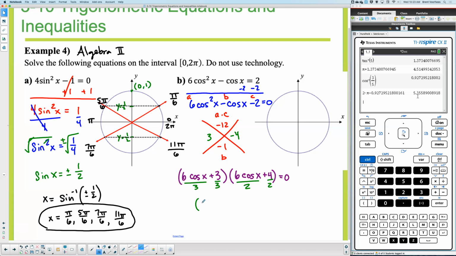Okay, so what am I actually solving? I'm going to solve 2 cosine x plus 3 times 3 cosine x. What do you mean plus 3? Just checking to make sure you're following. And 3 cosine x plus 2 equals.